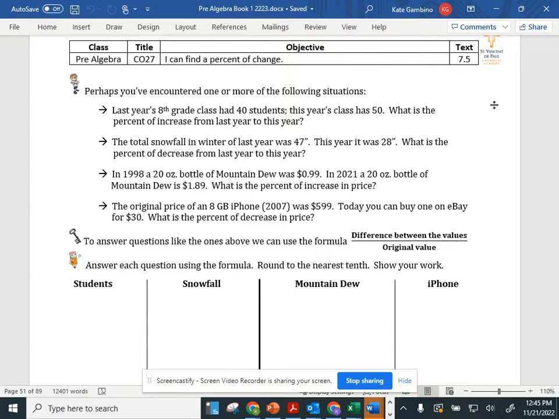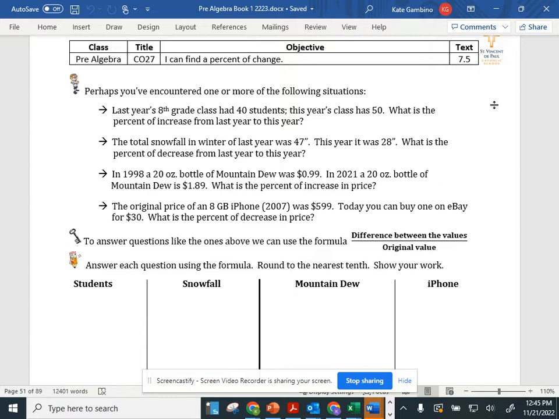Last year's 8th grade class had 40 students. This year's class has 50 students. What is the percent of increase from last year to this year? Or maybe the total snowfall in winter of last year was 47 inches. This year it was only 28 inches. What is the percent of decrease from last year to this year?